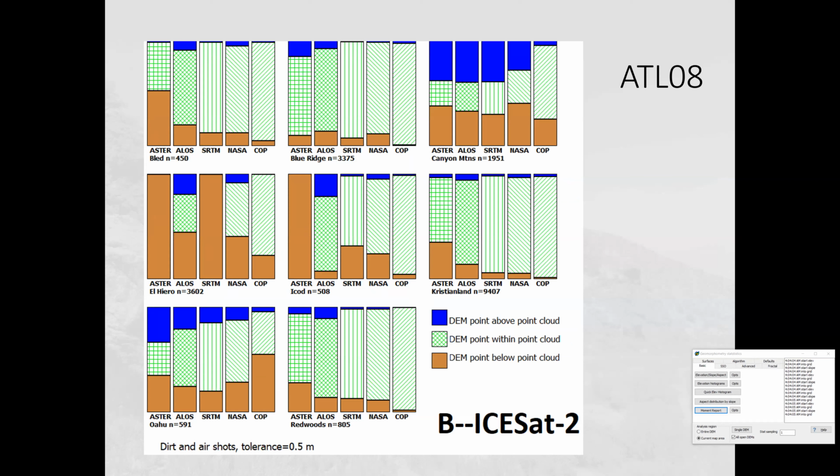Okay, so here is the same 8 test areas that we looked at. And again, we've got Slovenia, we've got the Appalachians in the US, we've got the Great Basin in the US, we've got the Canary Islands, 2 of them, El Hierro and Ecode, we've got Norway, we've got Oahu, and then we've got the Redwoods in coastal California. And again, this is the ICESat. You notice that generally Copernicus is the best. There are some areas where it's less good, and then Aster probably the worst.